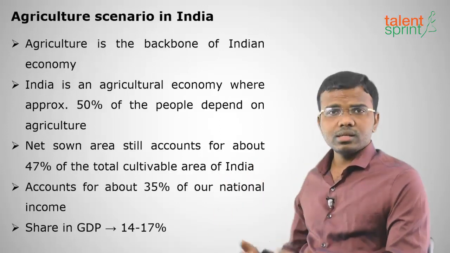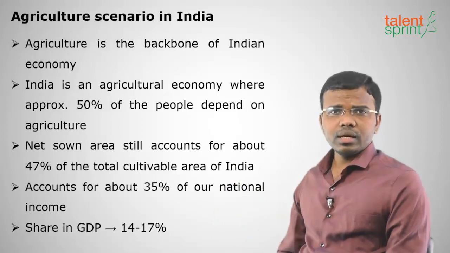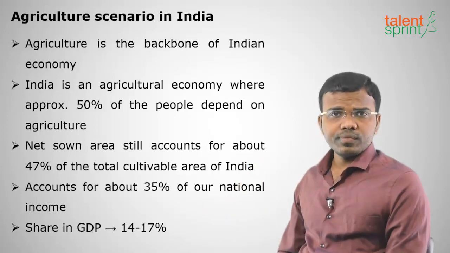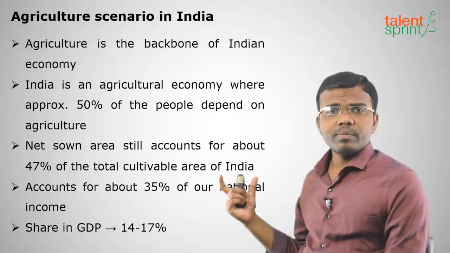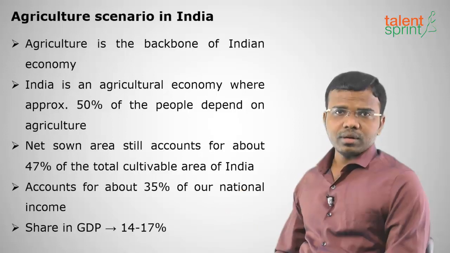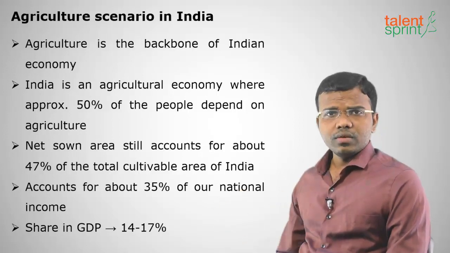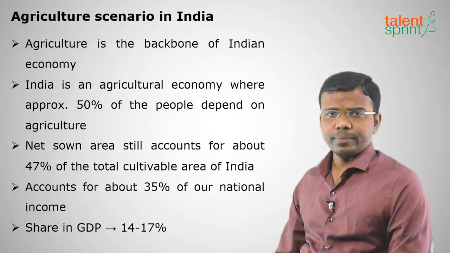and the total net sown area is 47% of the total cultivable area in the country, and it accounts for 35% of the national income of the country. Okay, and so agriculture is the backbone of our country, and whenever we say India, remember the farmer, right? So the farmer is our backbone, who gives food and other products for the citizens of his own country.